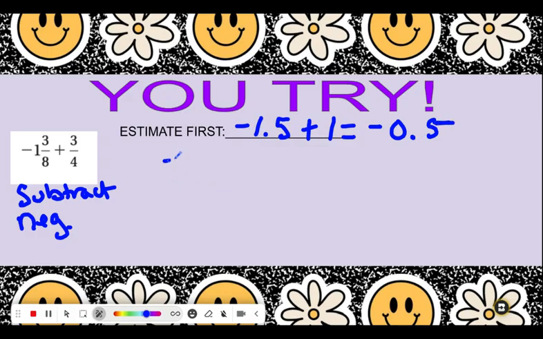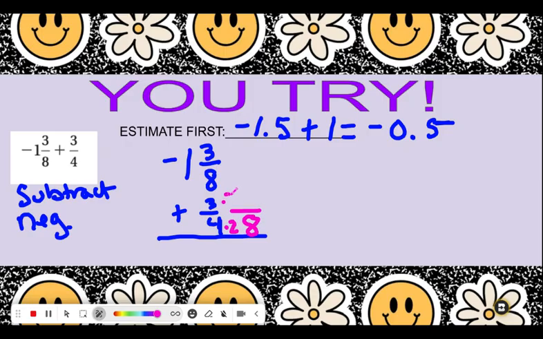Let's see it. So negative 1 and 3/8 plus 3/4. So remember, we're going to end up subtracting these. So I know my common denominator is going to be 8, between 4 and 8. So 4 times 2 is 8. 3 times 2 is 6. So we're going to have a problem. We have 3/8 and we have 6.